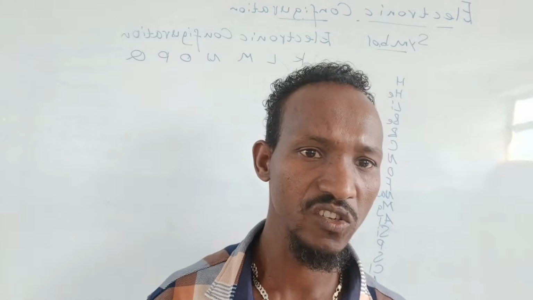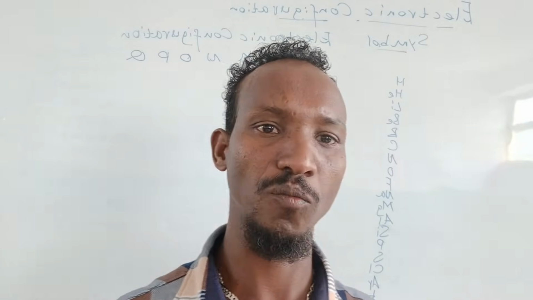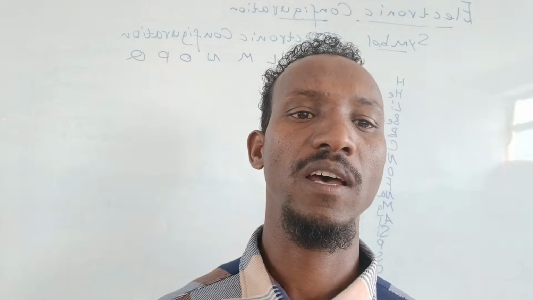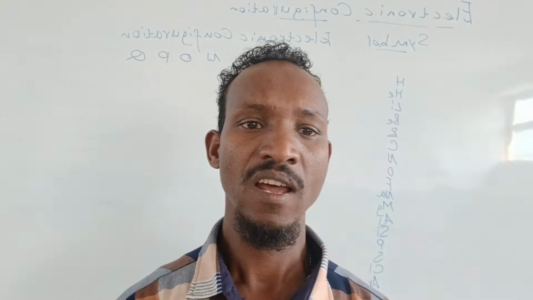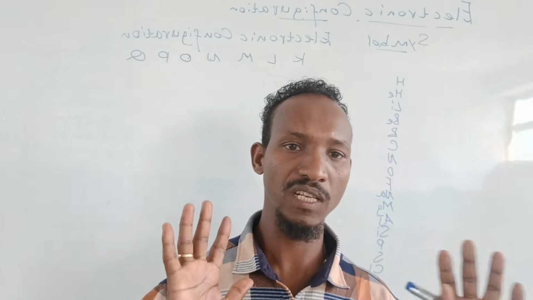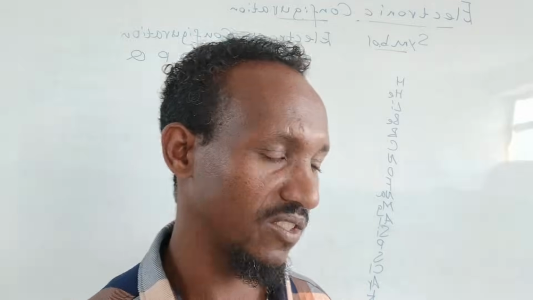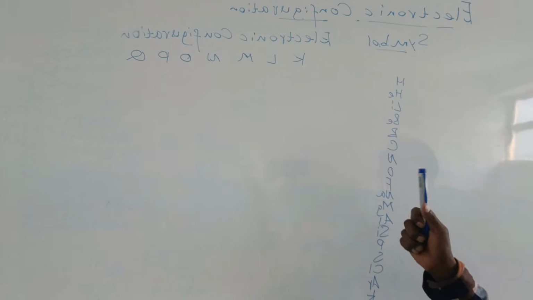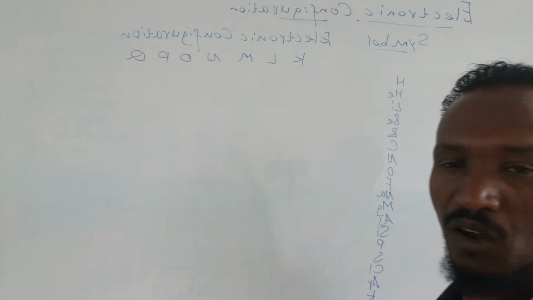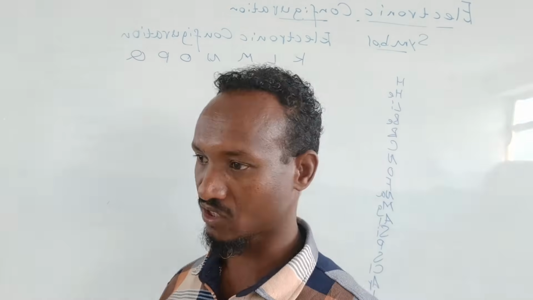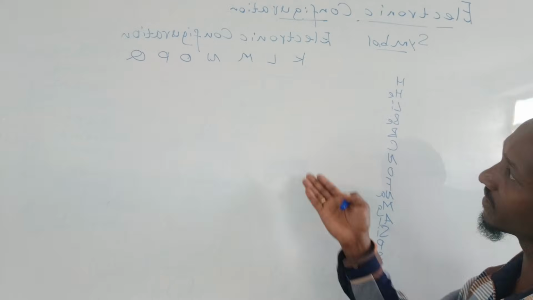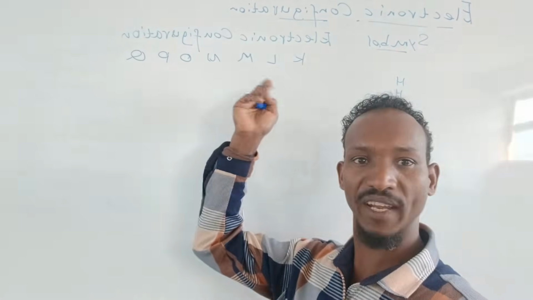That means each and every element has its own atomic number and mass number. So by using the atomic number of the elements, we can draw their electronic configuration to deduce the different properties of elements. So let me show you how you can draw the electronic configurations of the first 20 elements. Here there is a symbol of the elements, and how can we draw their electronic configuration?